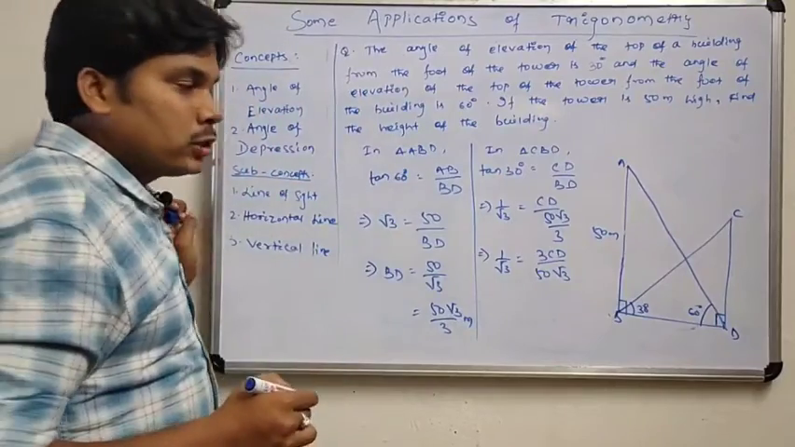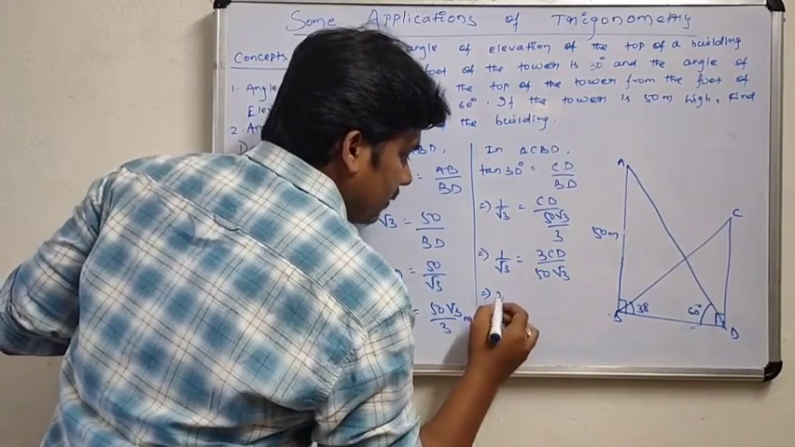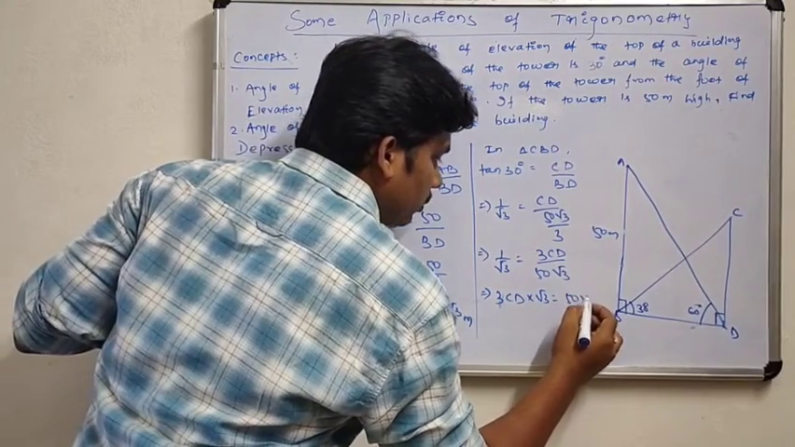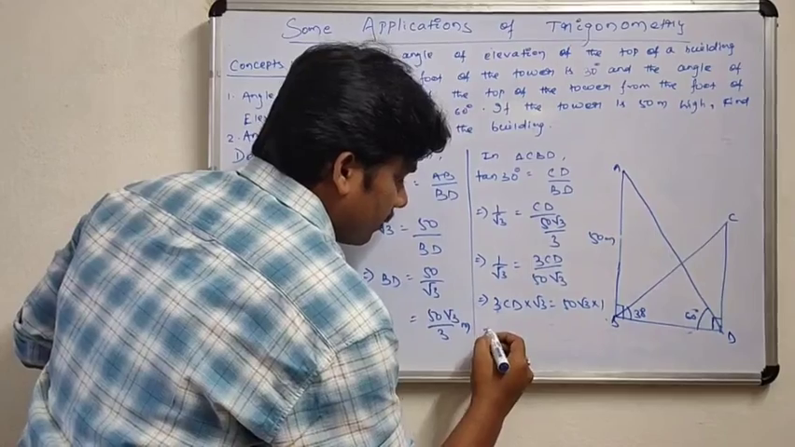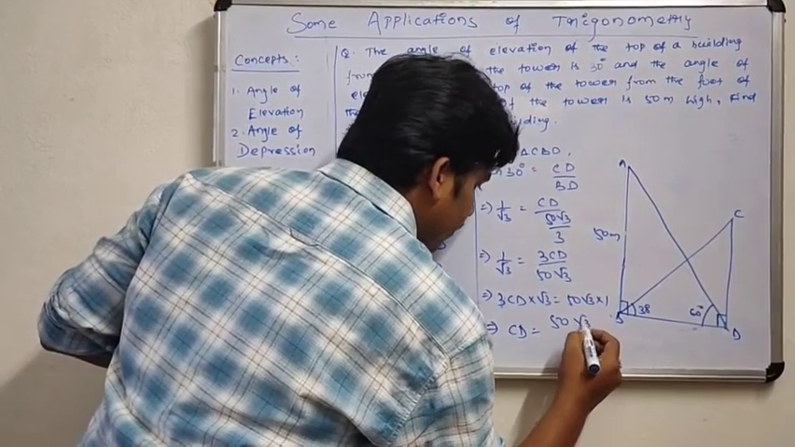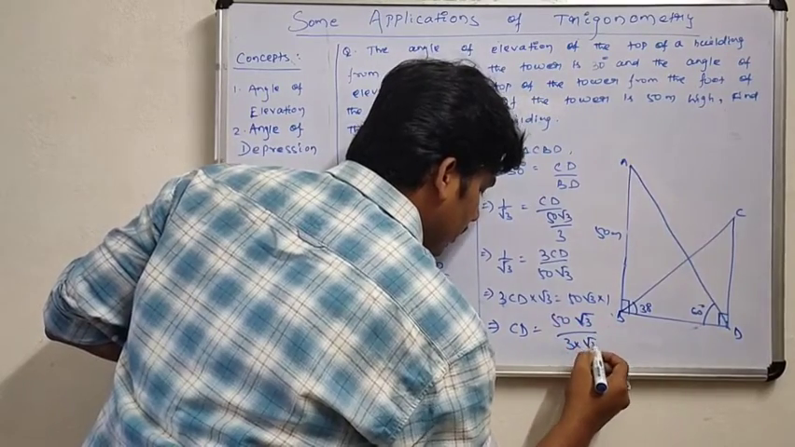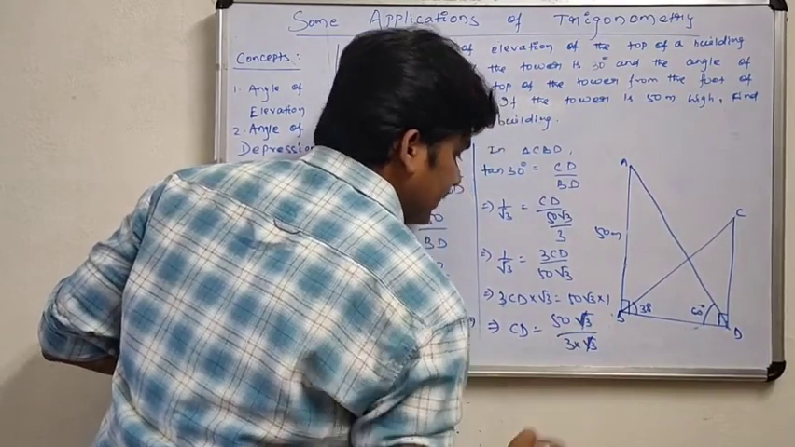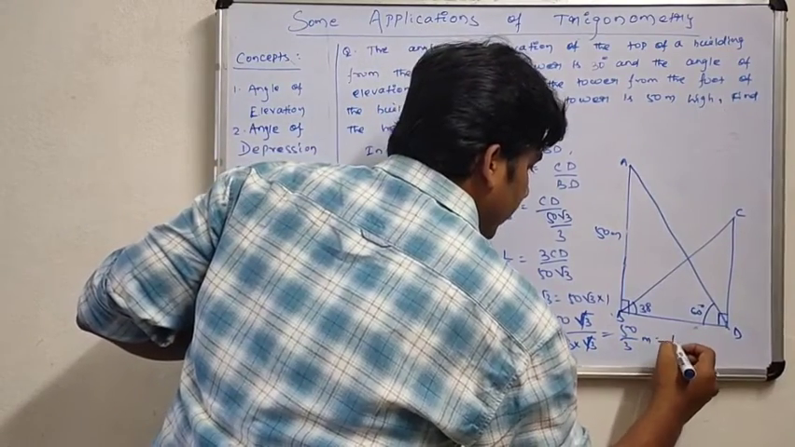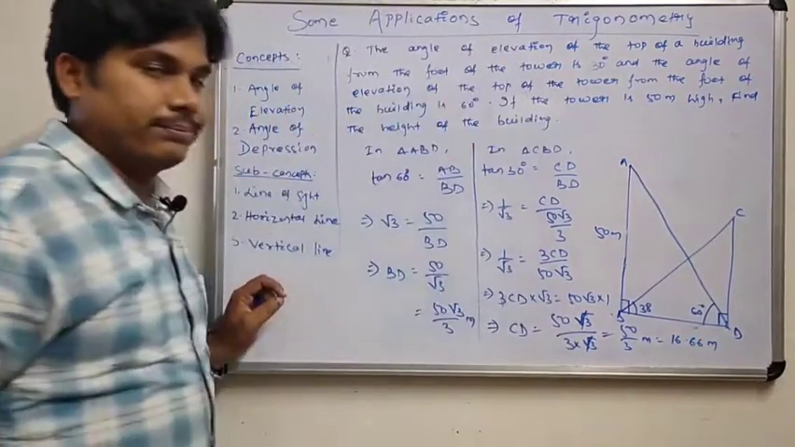Now just cross multiplication will be done. 3 CD into root 3 is equal to 50 root 3. CD equals 50 root 3 by 3 into root 3. This root 3 will be cancelled out and the value will be 50 by 3 meters, or simply I can write it as 16.66 meters or 16.67 meters.